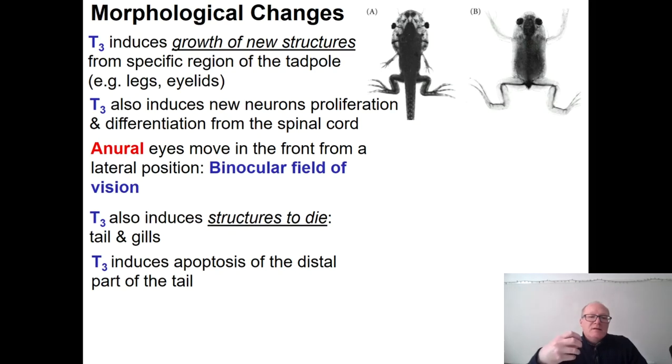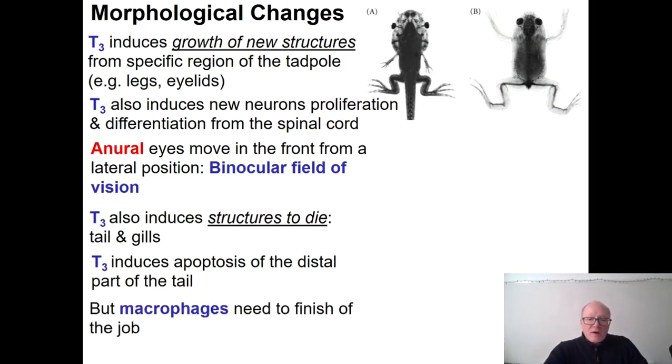In the tail, T3 is inducing apoptosis of some parts of the tail. So apoptosis, if you don't remember, is programmed cell death. So this means that the cells are going to die, they die alone, they activate an internal program to kill themselves. However, not all the tail is removed by apoptosis, and in fact, most of the tail is removed by the action of macrophages.